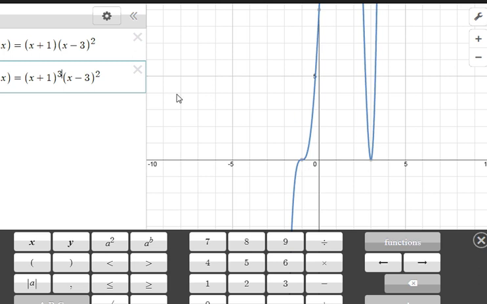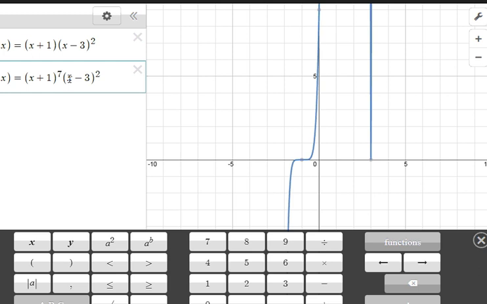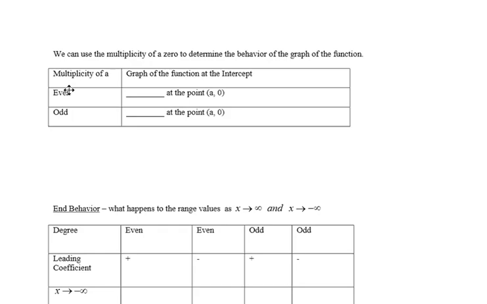And it looks like it's still crossing. Let's try it to the 1st power. Well, no, let's try it to the 7th power. Still crossing. Let's try to the 9th. Still crossing. So, when the multiplicity is odd, it is going to cross at the point a, 0.